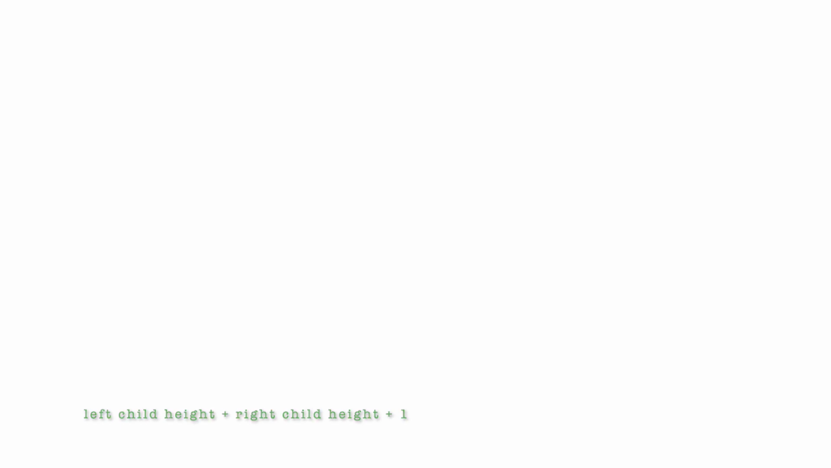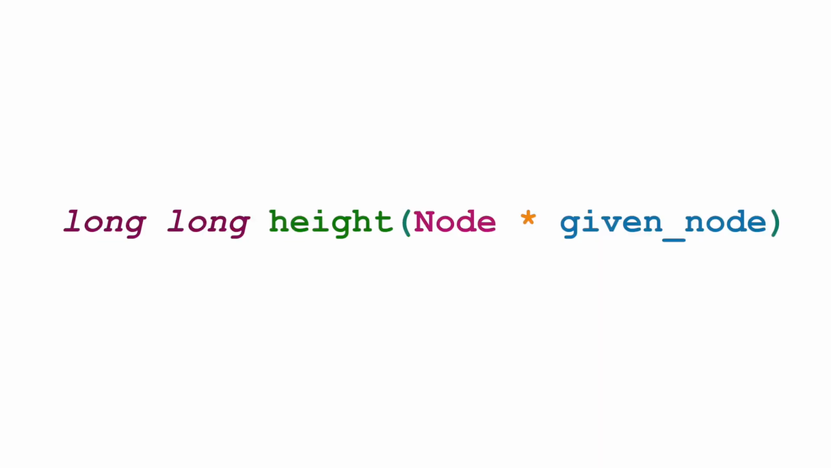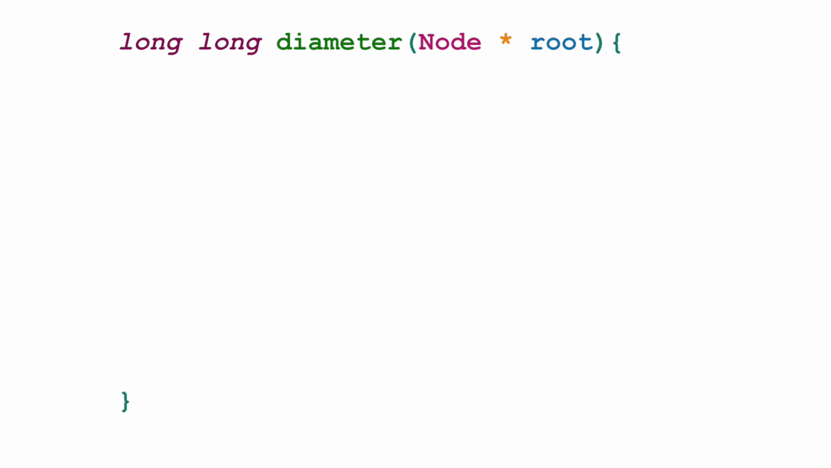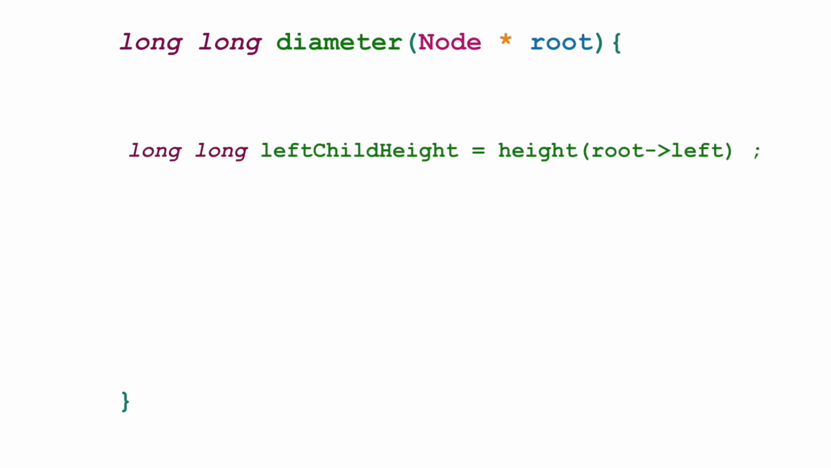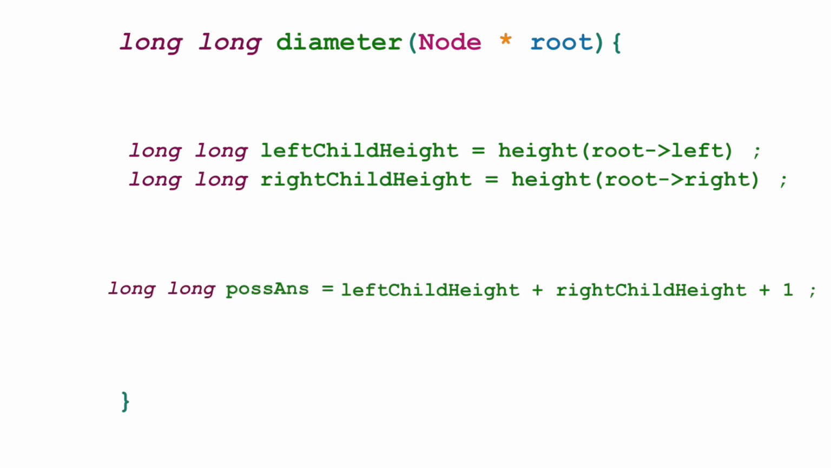So there are two possible cases. One, the path passing through the root, and the second one is the path not passing through the root. Assume we have a height function which returns the height of a node given to it. The tree is a recursive data structure, so it's very easy to write a recursive function. Let's name it diameter. We need the left child's height, like so. We need the right child's height, like so. And the left child's height plus the right child's height added with 1 can be the possible answer. So let's call it possible answer.